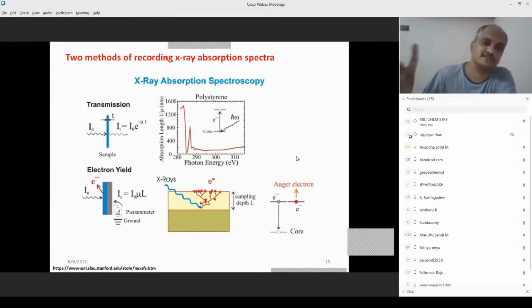So there are two modes. One is transmission, and the second one is electron yield mode. Transmission is to study the bulk property, and the electron yield mode is to study the surface properties of the material.